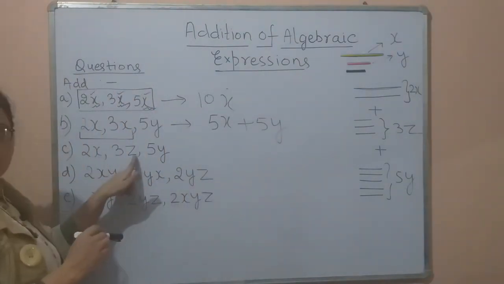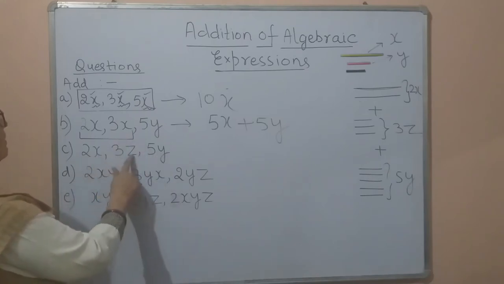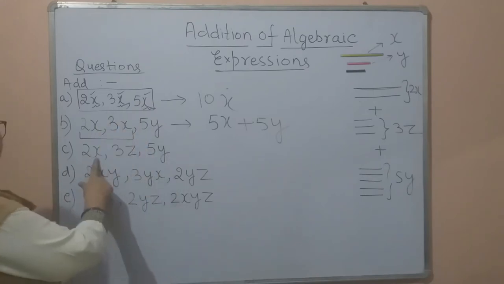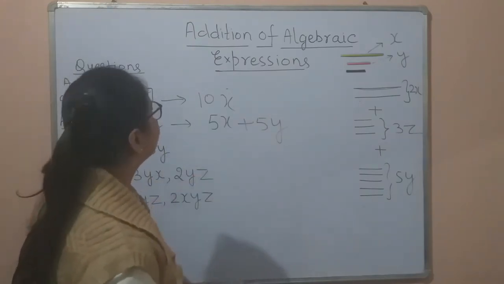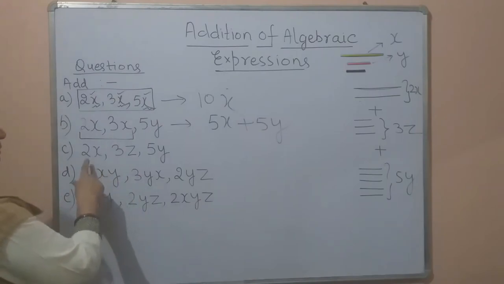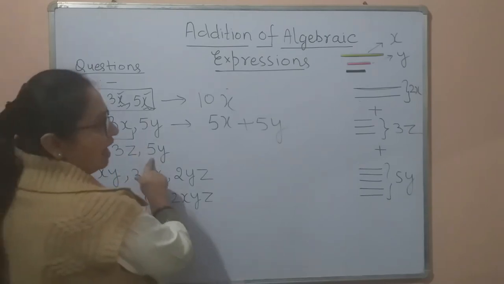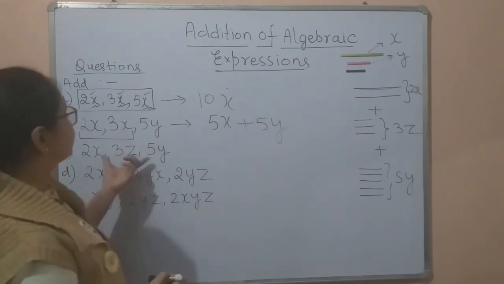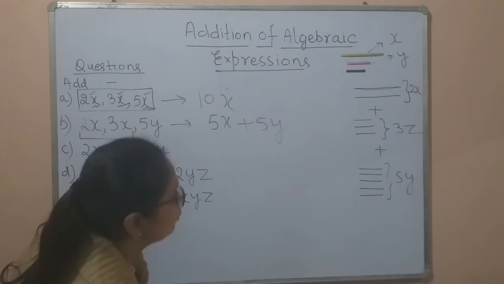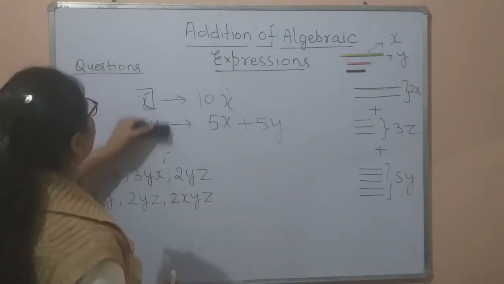Now in the third case, you can see all three are unlike terms. They all have different algebraic factors. In this we have x, here we have z, and here we have y, and they cannot be added together. So we will write 2 yellow strips plus 3 black strips plus 5 pink strips. This cannot be added. So we have understood that like terms can be added, unlike terms cannot be added.